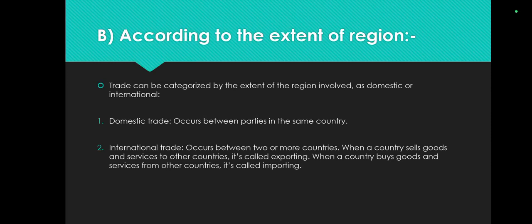Carrying out trade at an international level is a complex process when compared to domestic trade. When trade takes place between two or more states, factors like currency, government policies, economy, judicial system, laws, and markets influence trade. International trade occurs between two or more countries. When a country sells goods and services to other countries, it is called exporting. When a country buys goods and services from other countries, it is called importing.